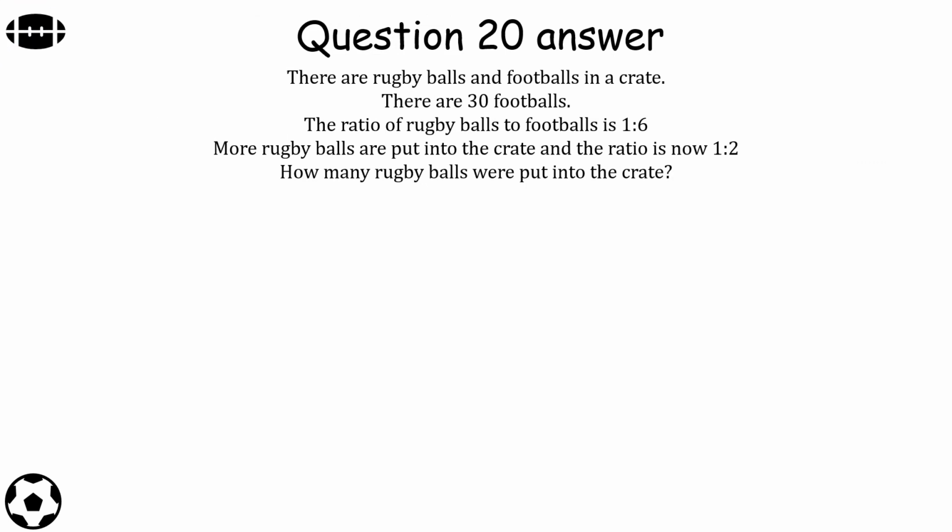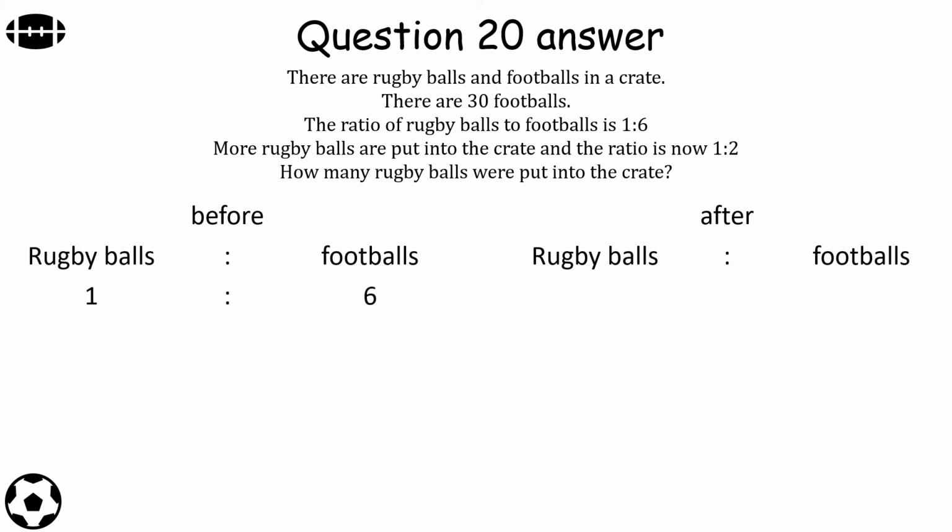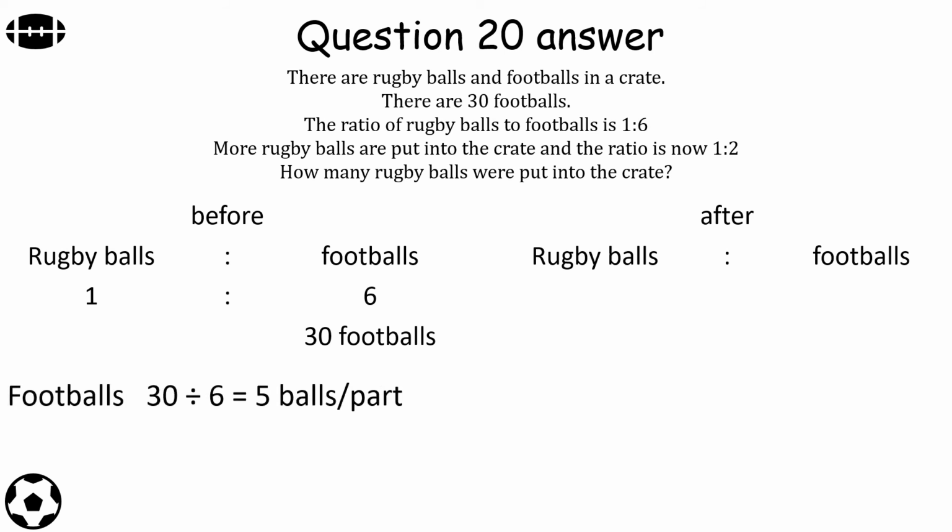Question 20. The ratio of rugby balls to footballs is 1 to 6. We also know that there are 30 footballs. This means that there are 5 balls per part. We can work out from this that there are 5 rugby balls, as in the ratio rugby balls was 1 part. The number of footballs doesn't change, there are still 30.